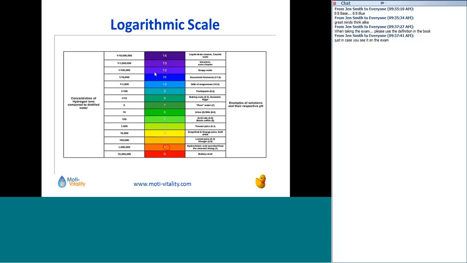So a pH of 12 is going to be 100 times more basic than a pH of 10, right? You just add however many spaces there are, you add that many zeros. And you may see that again somewhere.